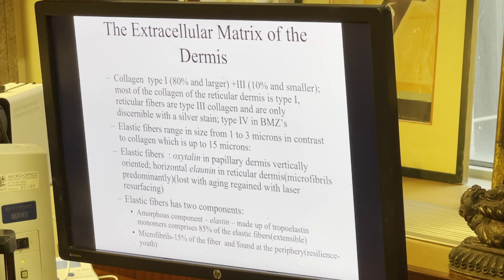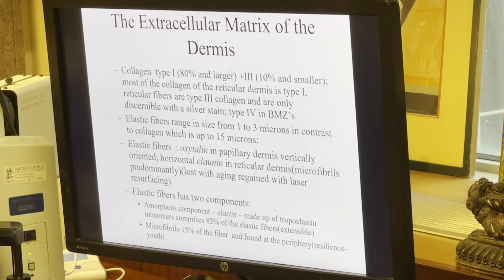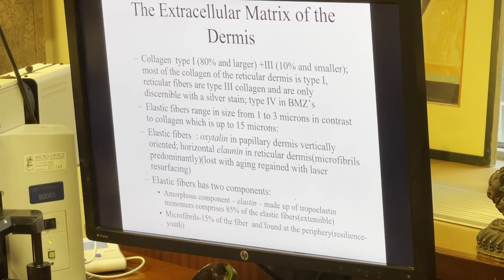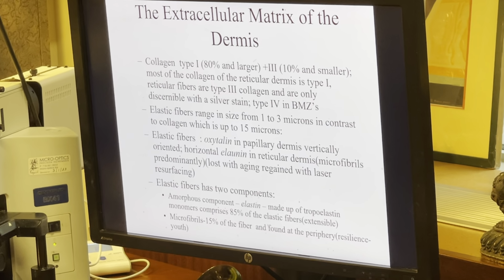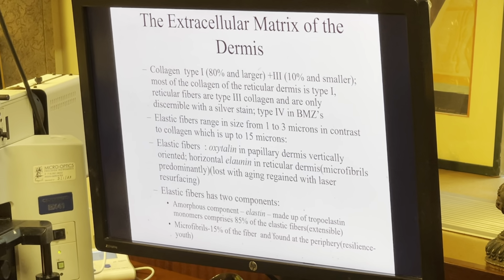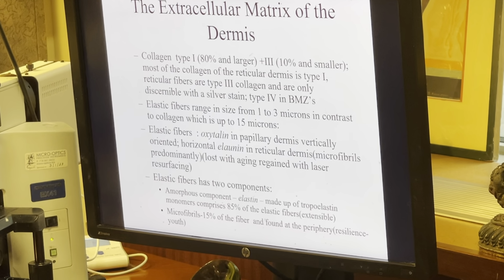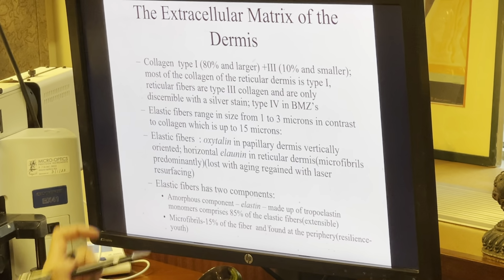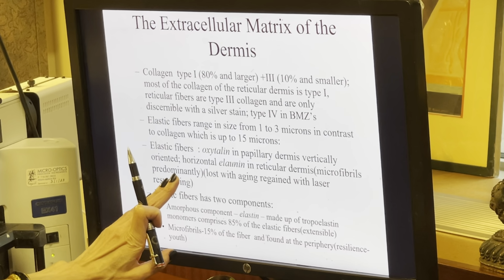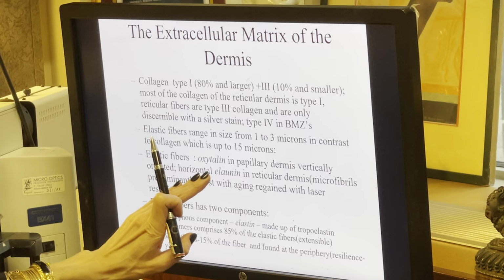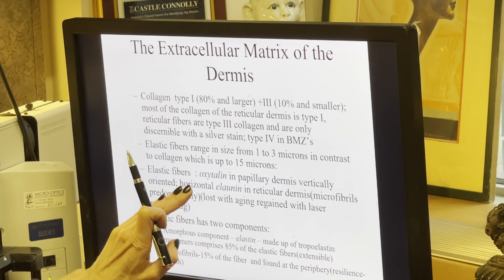Within the papillary dermis, there are distinct elastic fibers referred to as oxytalan and eulanin fibers. The oxytalan fibers are vertically oriented. They actually insert and are juxtaposed to the epidermis. In contradistinction, the eulanin fibers assume a parallel orientation, and they are horizontal, even though they're in the papillary dermis, they're horizontal with the reticular dermis.